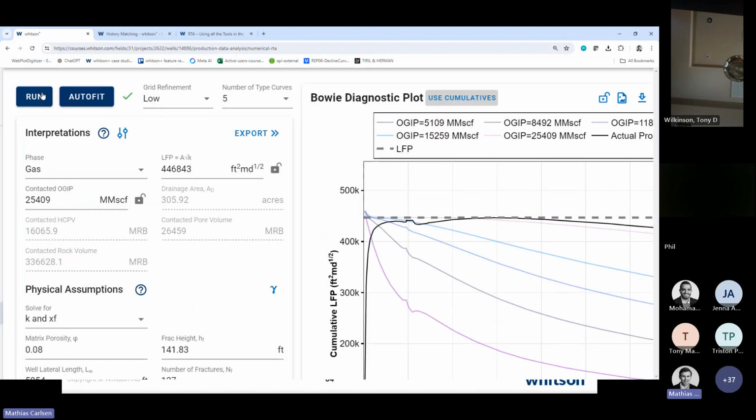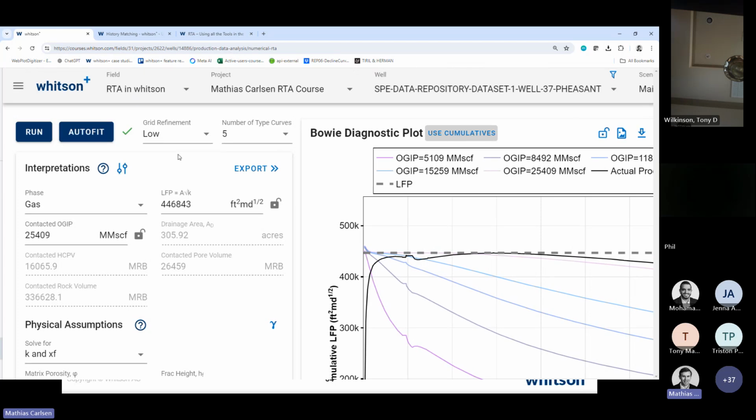The reason why you need to run something is that we're actually running a wide range of numerical models. We're 45 people on the call, so if 40 people run this at the same time, it will be hundreds of simulation models. And these are full physics simulation models equivalent to Eclipse, CMG, IMX, etc. That's being run on the cloud. And that's why you have to set a grid refinement.